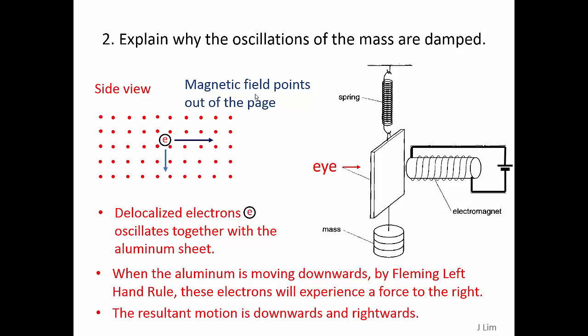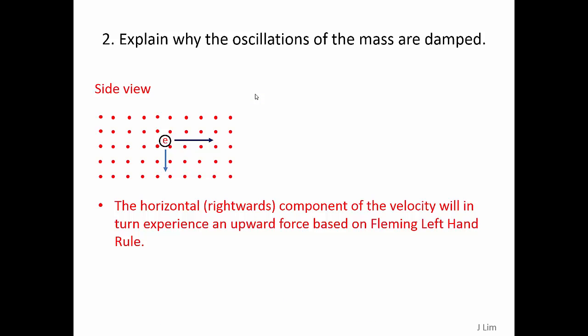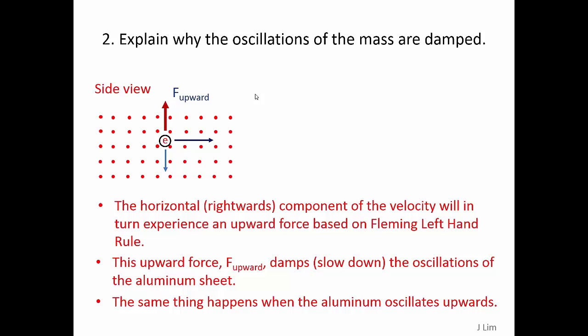The resultant motion is downwards and rightwards. The horizontal component of the velocity will in turn experience an upward force based on Fleming's left-hand rule. This upward force dampens the oscillations of the aluminum sheet. The same thing happens when the aluminum oscillates upwards.